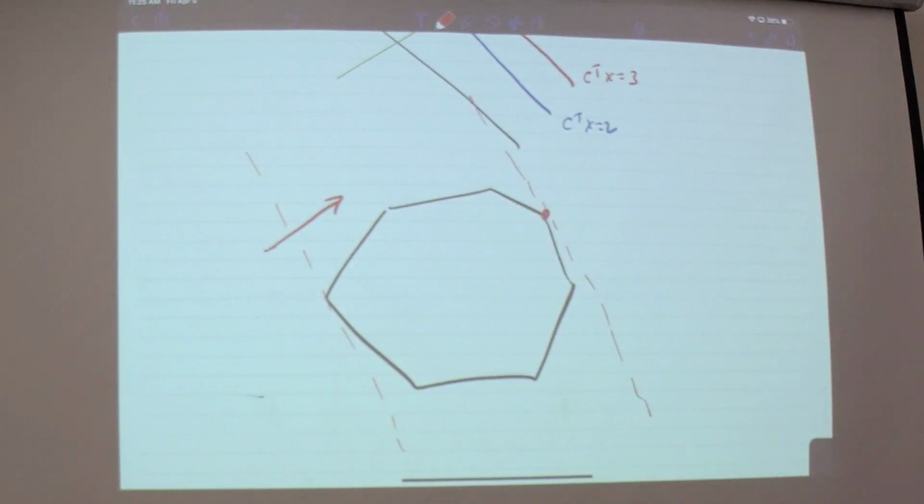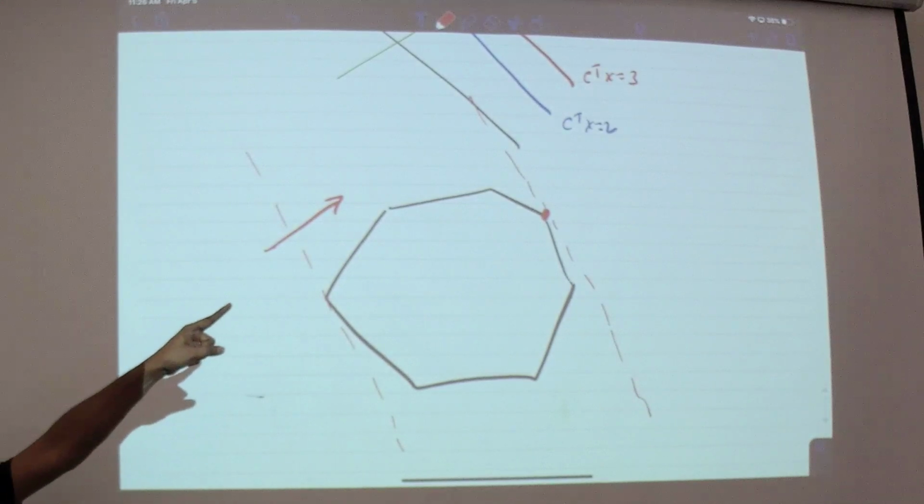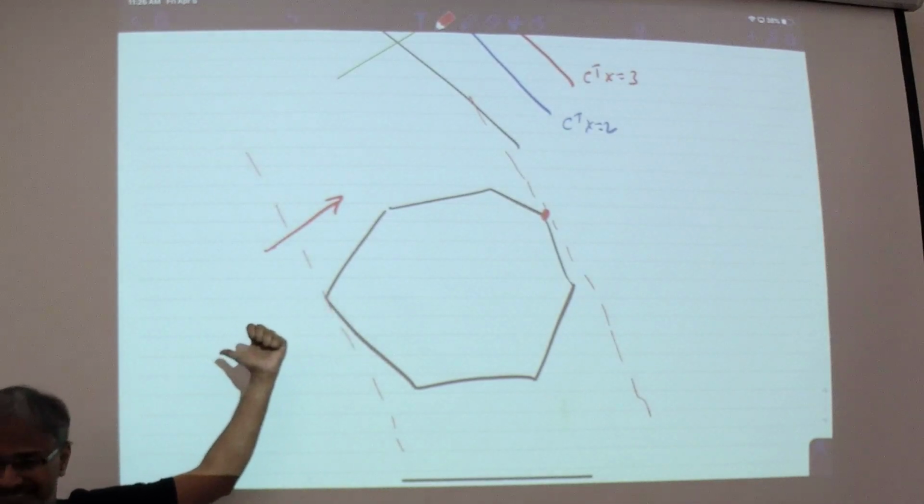This will be the last point we touch before we leave the feasible region, and we no longer are feasible. So the goal of linear programming, expressed geometrically, is to find that extreme point. Extreme with respect to the direction of optimization. Okay? So if you want to maximize, you go that way. If you want to minimize, you come back this way.